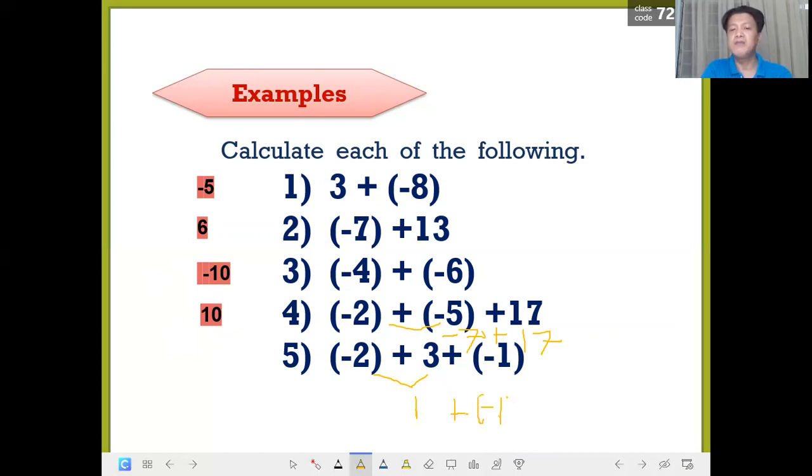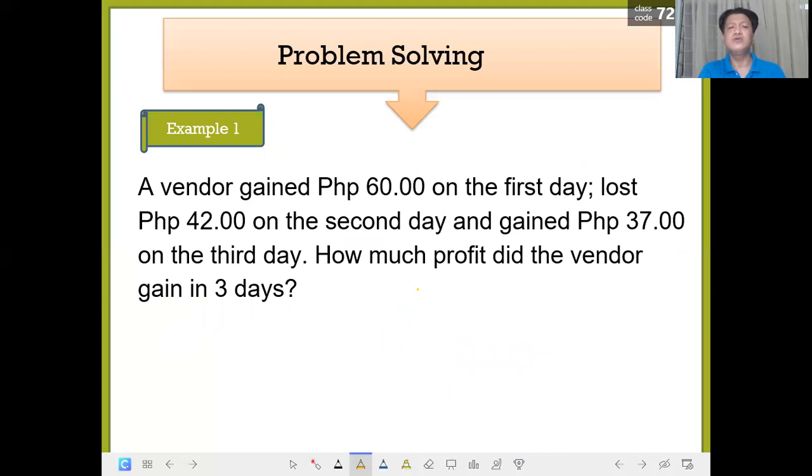Okay, we add one at a time. And take note of this. What was our rule earlier? When it is the same number but with opposite signs, one positive and one negative, the sum is always 0. So our answer there is 0. That is also what we call a zero pair. Nothing is left. Okay, so with that, let's do problem solving number 1.